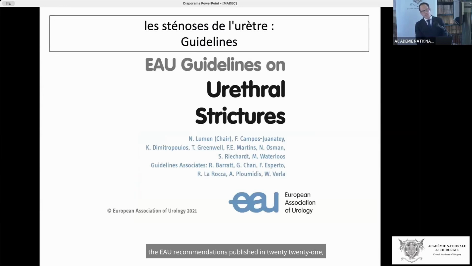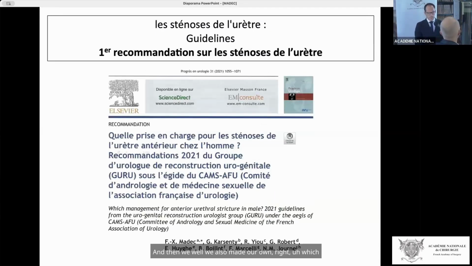So there were the EAU recommendations published in 2021, and they did an update in 2024. Similarly, there were the AUA publications, so the American Urological Association. And then we also made our own, right, which came out at the same time as the EAU's. So the French recommendations on the management of urethral strictures. This year, there's also the AFU report, which is on this very topic.